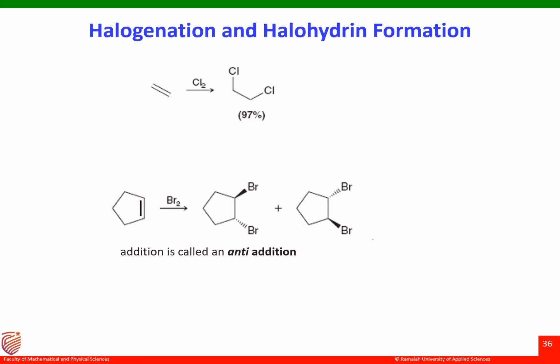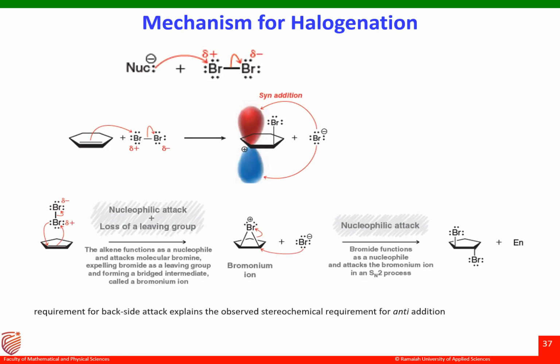So, anti-addition is formed here, and this goes through a cyclic intermediate, a cyclic bromonium intermediate. You can see clearly here the cyclic bromonium ion formation, nucleophile attack plus loss of the leaving group leading to the formation of a bromonium ion.